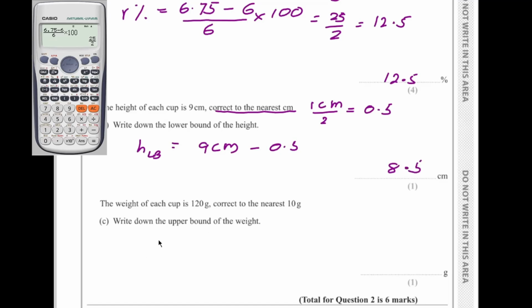Part C, the weight of each cup is 120 grams, correct to the nearest gram. So wherever we don't have nearest significant figure, nearest decimal point, or nearest whole number, pick the value as it is, which is 10 grams, and divide it by 2. We don't want to get the place value. So here 5. Then we have to write down the upper bound. So upper bound of the weight of each cup equals 120 grams plus 5, which becomes 125 grams.